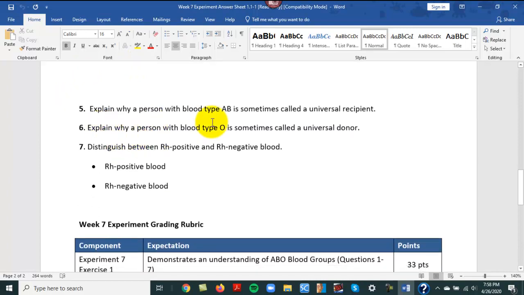Okay, anyway, explain why a person with type AB blood is called a universal recipient, because they don't have any antibodies. I'll go over that. Explain why a person's type O, it's because they don't have any antigens, so there's nothing that causes trouble. And then what's the difference between Rh positive and Rh negative?